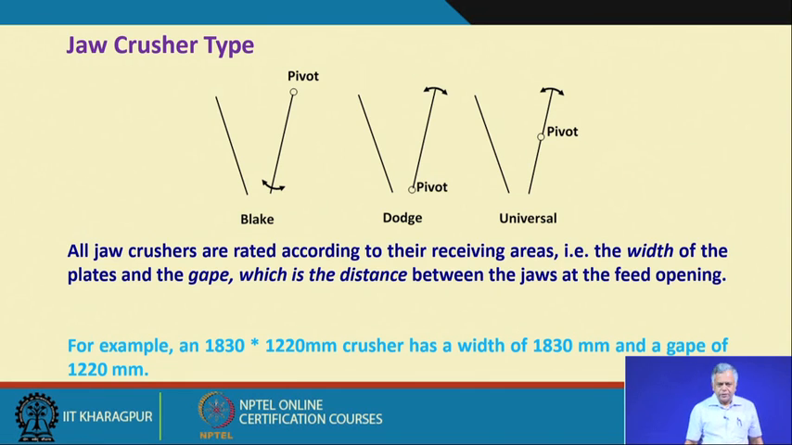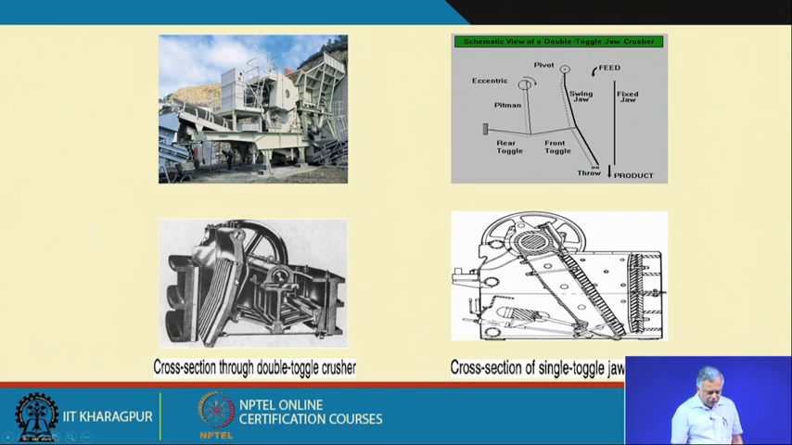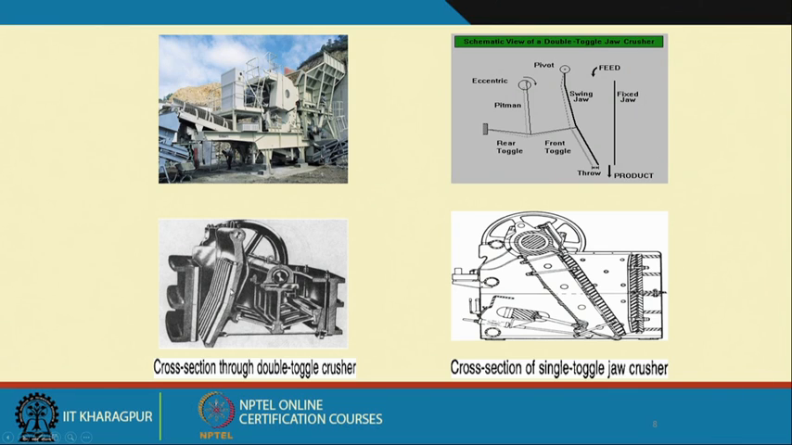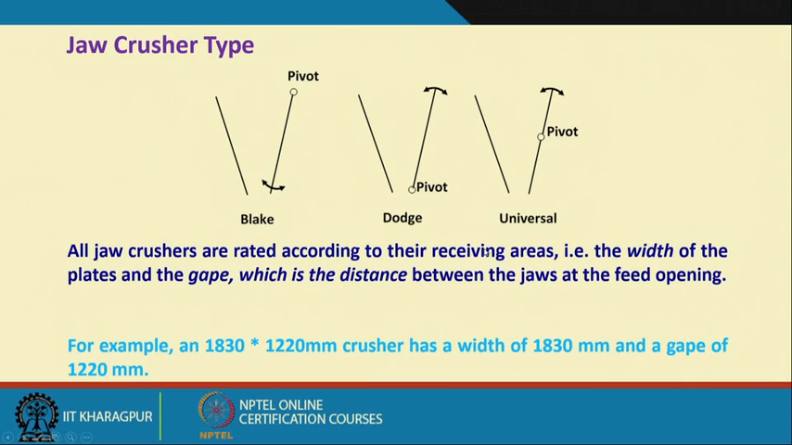Then all jaw crushers are rated according to the receiving area. What is the receiving area? There are only two dimensions. If you look at this, this is called the receiving area. This is basically a jaw crusher, and this is the width of the jaw crusher. Then there is the gap, that means the distance between the two jaws. So, you get a cross sectional area of that.